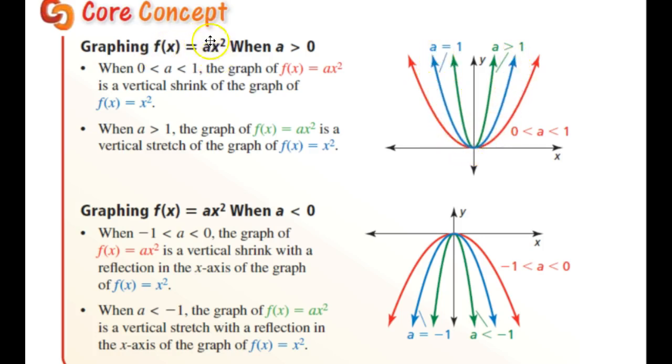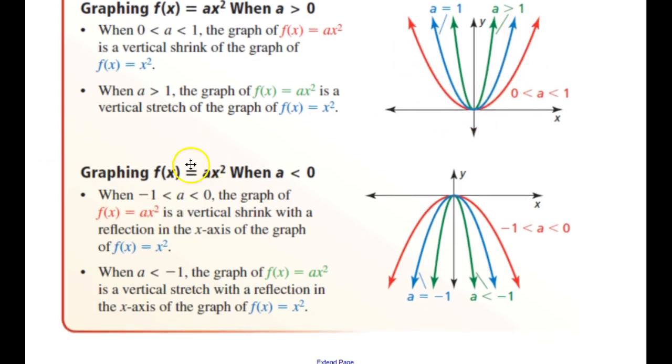So if I have an a value that is greater than 1, so it's bigger than 1, my graph gets a little bit more steep. And that a value is a vertical stretch, remember. So I'm just stretching it up, which means I'm pulling and it gets taller and skinnier. So if my a value is between 0 and 1, so if it's a fraction, it's a vertical shrink. So I'm pushing down and it gets less steep, both of them.